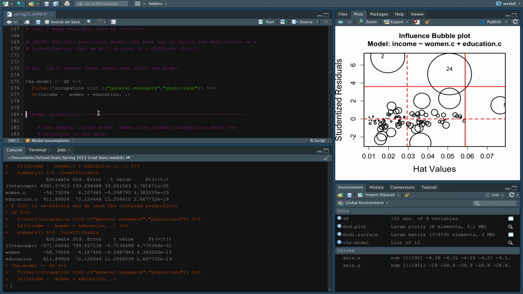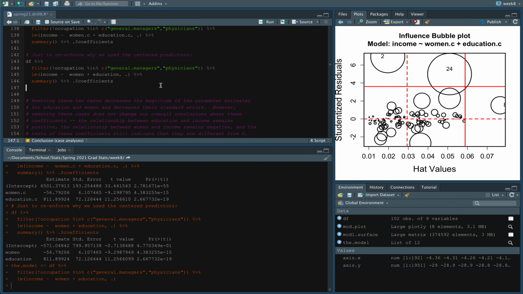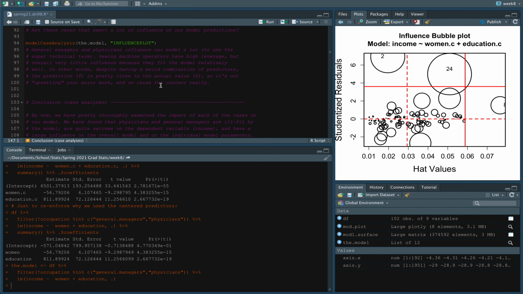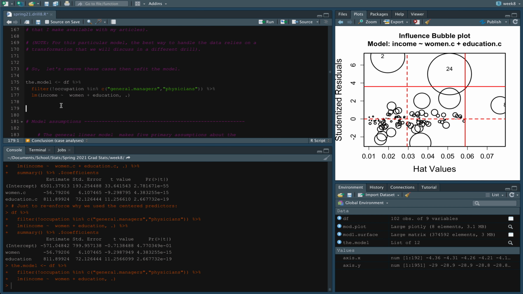And so now we have our model, and we want to inspect our model assumptions. Before we go on, one thing I want to point out is that now that we refit our model, you don't want to go back and redo your case analyses again. Because if we rerun these case analyses with this new model with these two particular points filtered out, things that before were not problematic might then be problematic.